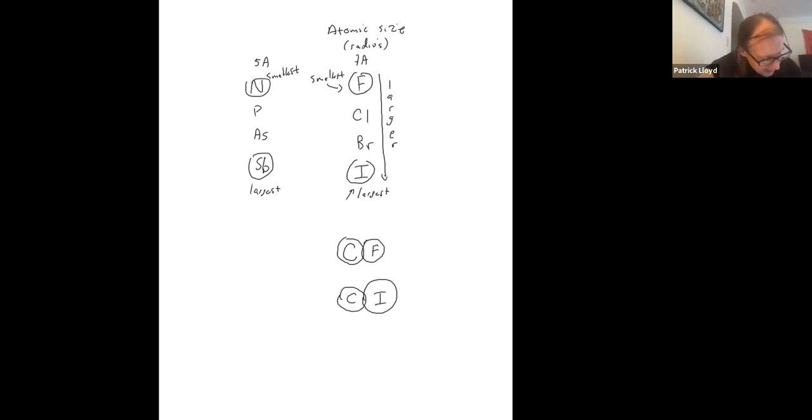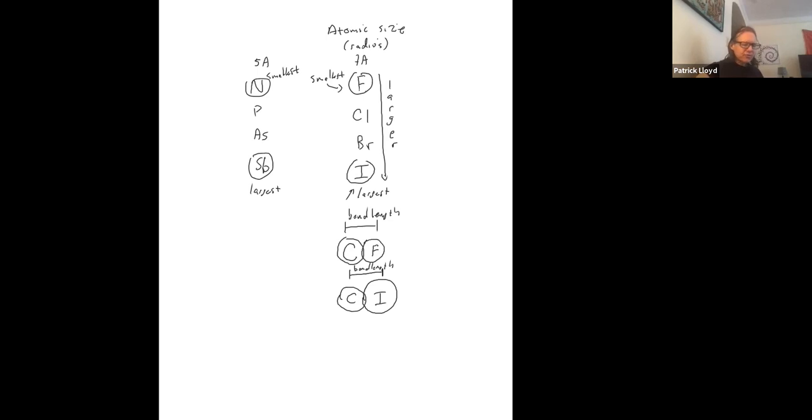So the bond length, okay, well, actually we'll call it the bond length. Let's not use a symbol. You can kind of tell, right? Which one has the longest bond length. Which one's the largest? It's going to be the CI, right? It's going to be the one with the largest atoms in it.